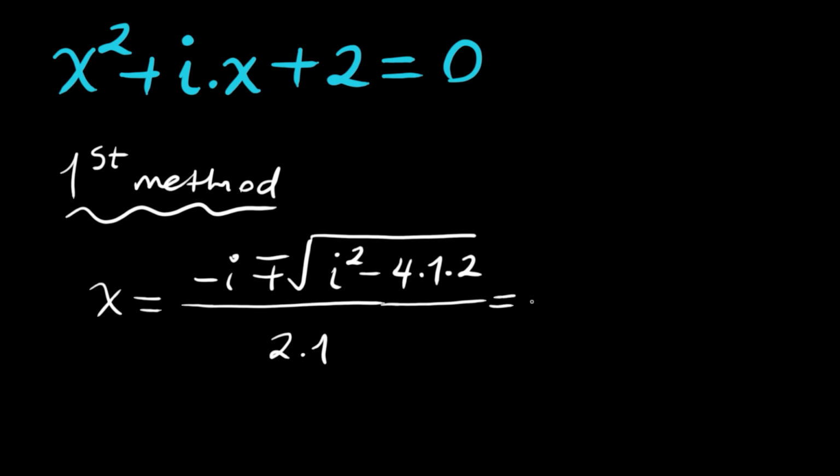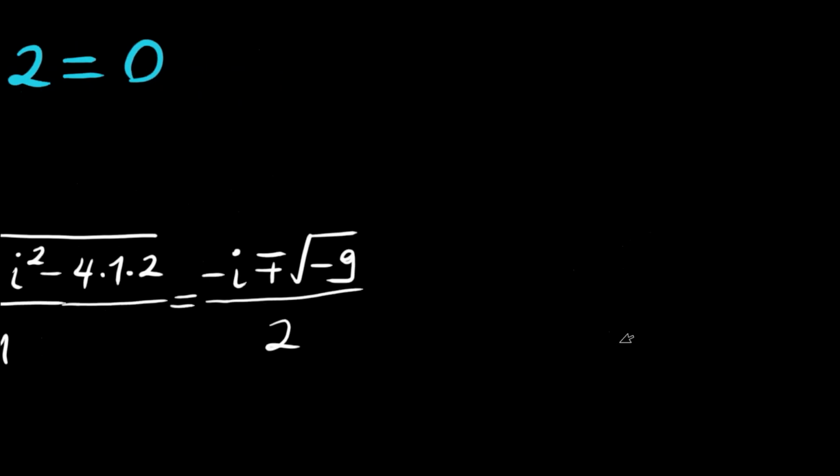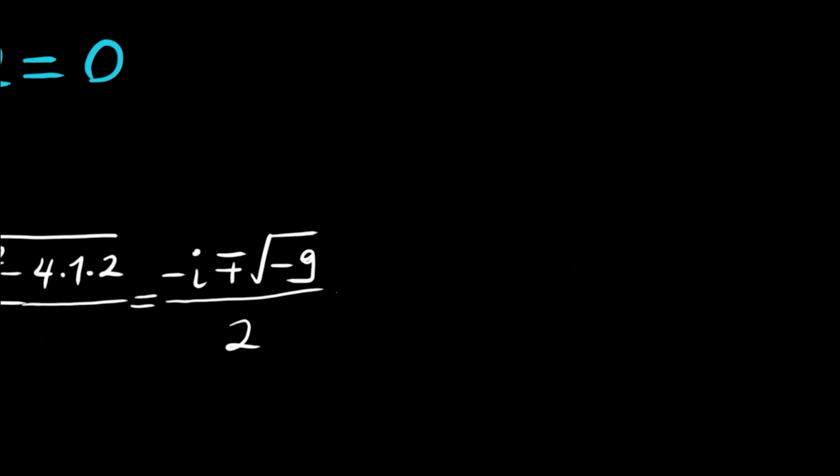Here we have negative i plus or minus square root. i squared is negative 1 by definition. Minus 8 will become negative 9, divided by this 2. And negative 9 square rooted is 3 times i, since negative 1 can be shown as i squared and the square root will be i.